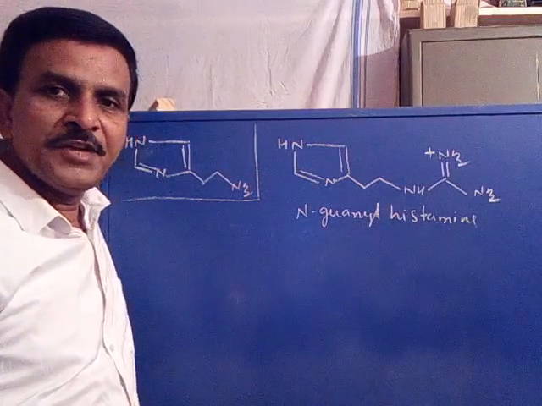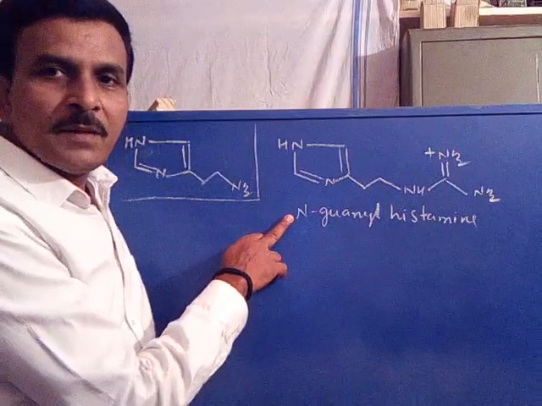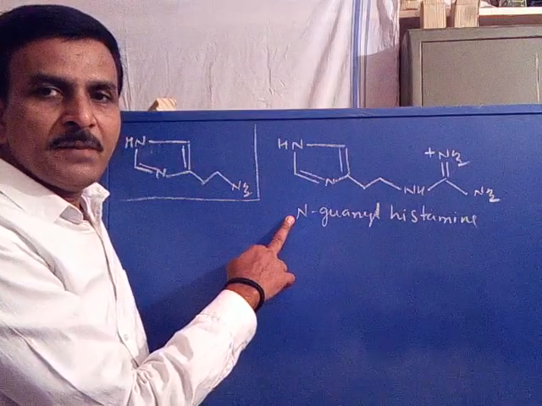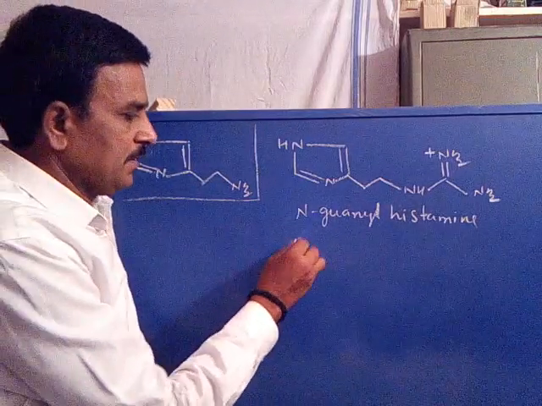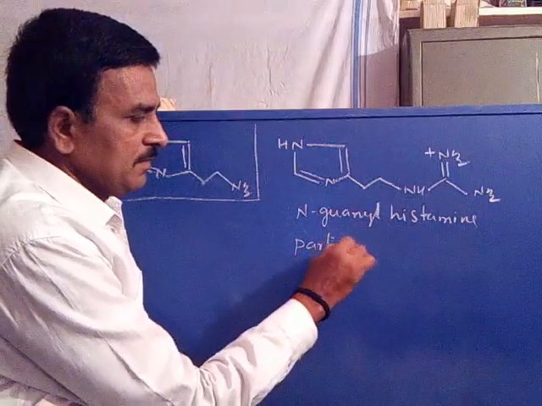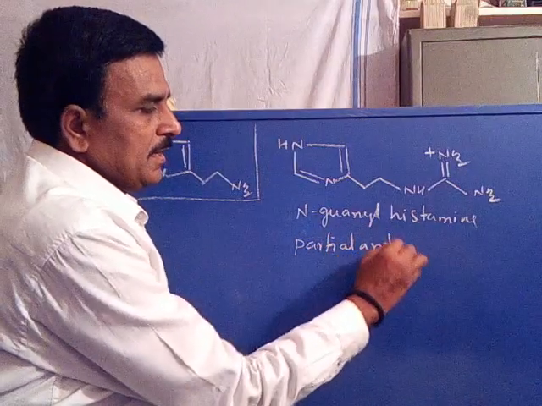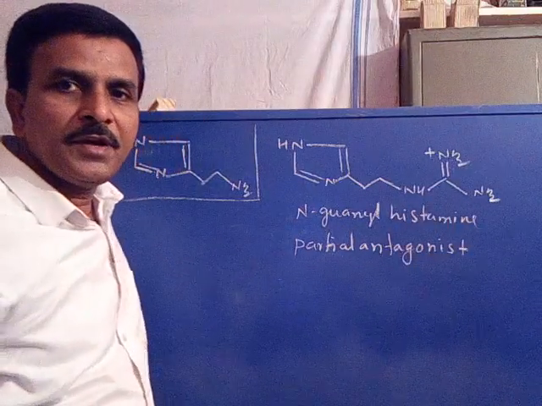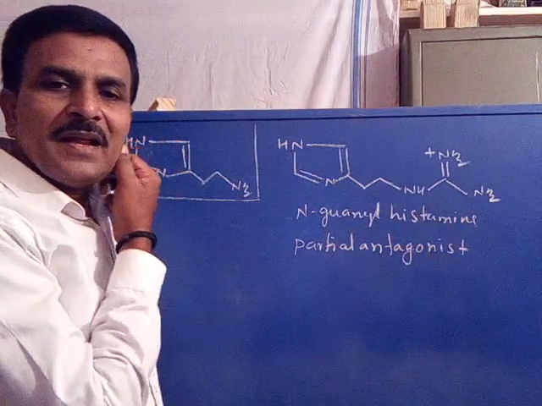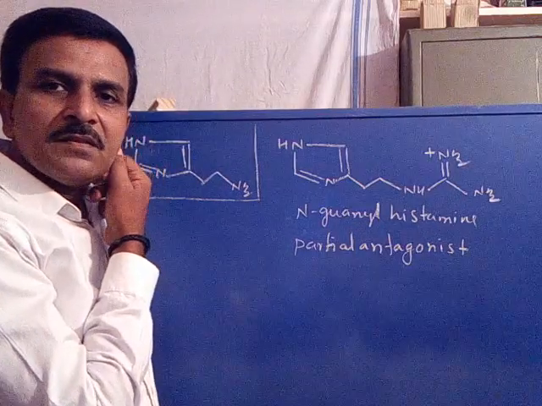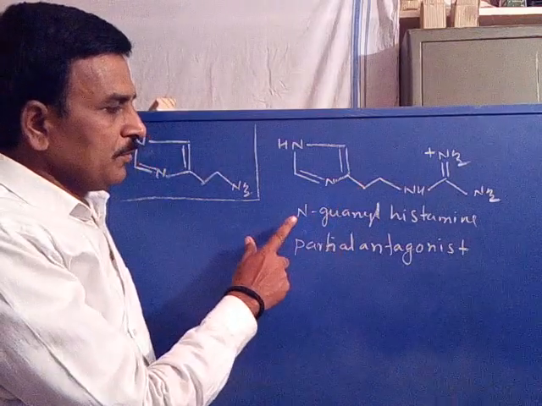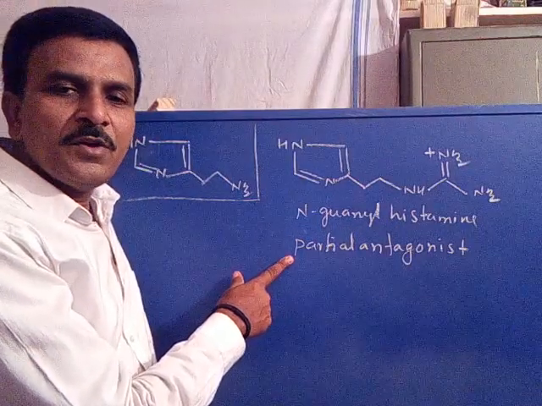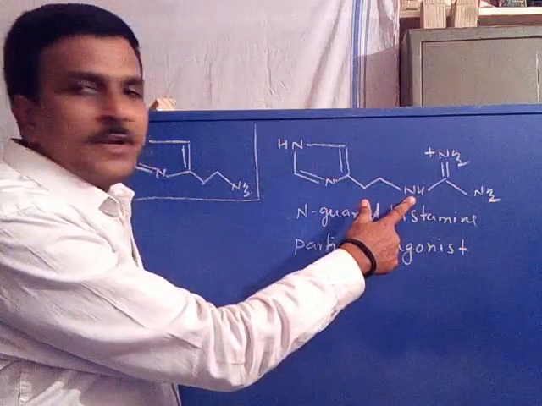Now, based on the histamine structure, introducing a guanidine at the terminal, that is on the NH2 group, we get N-guanyl histamine initially. However, N-guanyl histamine shows only partial antagonistic activity. It acts as a partial antagonist. Is it clear?